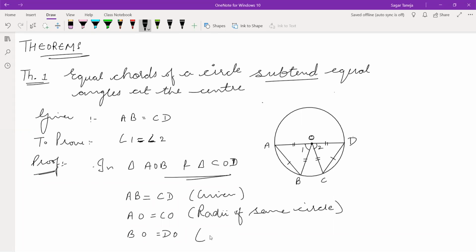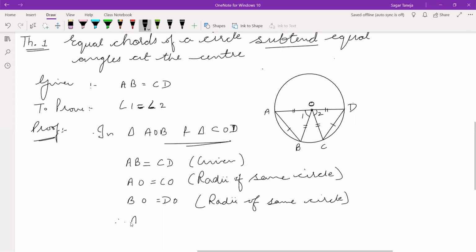In a circle, in the same circle, if you make different radii, then all the radii will be equal to each other. So radii of the same circle are always equal. So you have to just write the reason, radii of same circle.